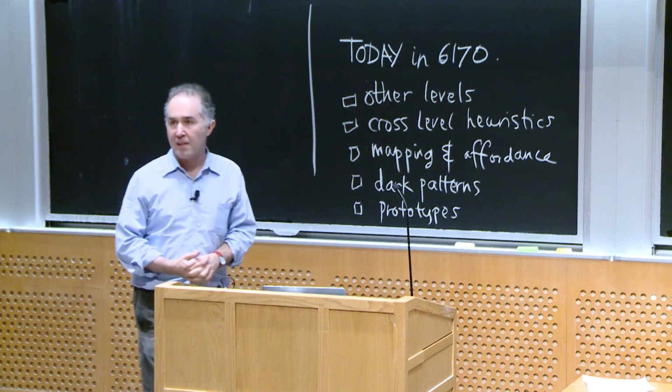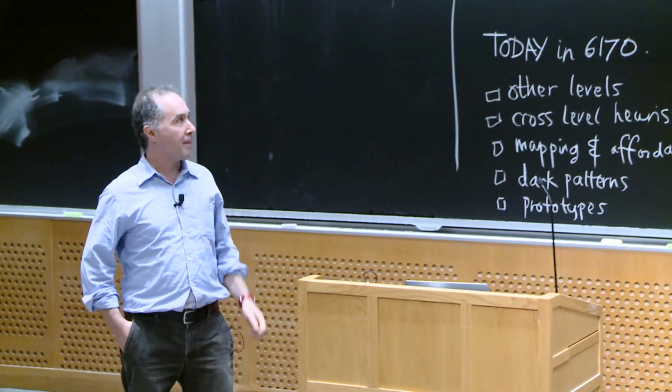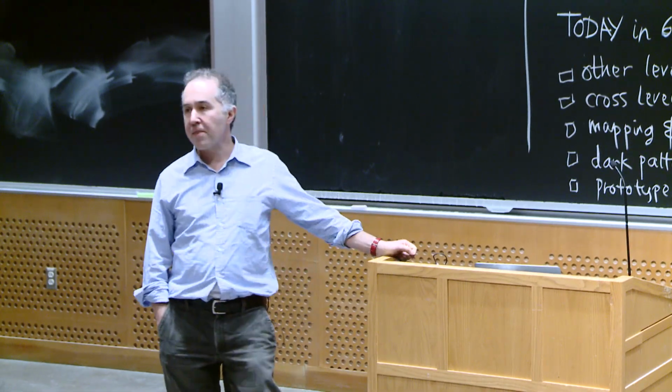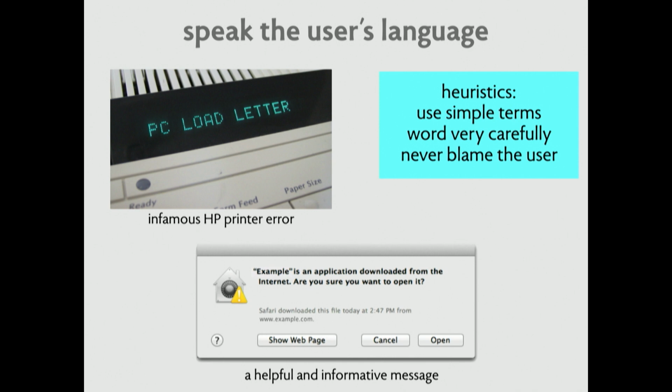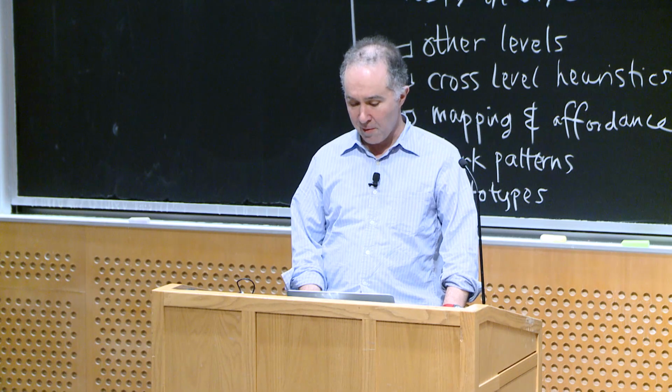There's been a tendency recently to think much more about what error messages should say. Here's, I think, a particularly nice example from Apple that says, this is an application downloaded from the internet. Are you sure you want to open it? And then it tells you when this was actually downloaded, at what time, and what URL it came from. So there's a nice example of something that really makes sense. So the message is use simple terms, word things very carefully, and in particular, there's also kind of an emotional aspect, which is don't blame the user, because users really don't like that.